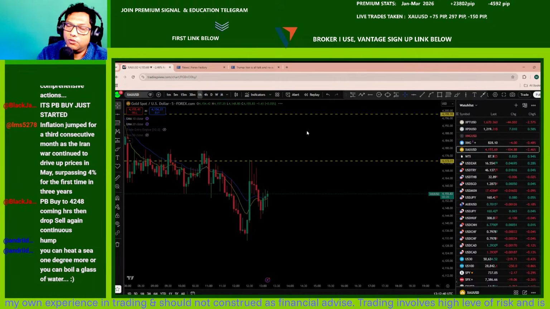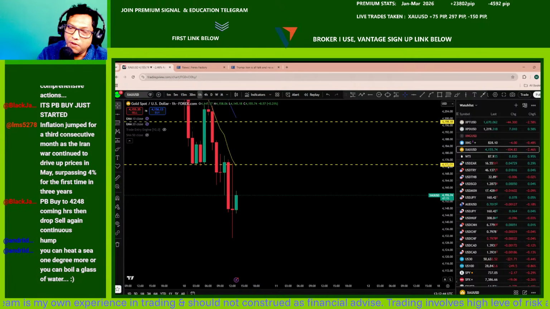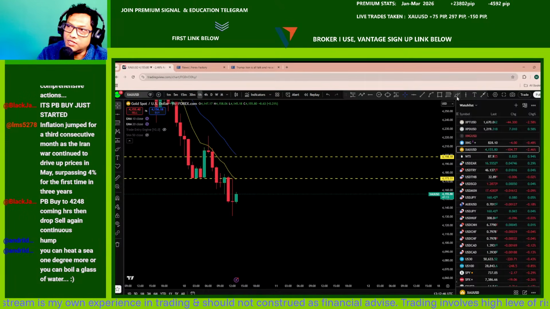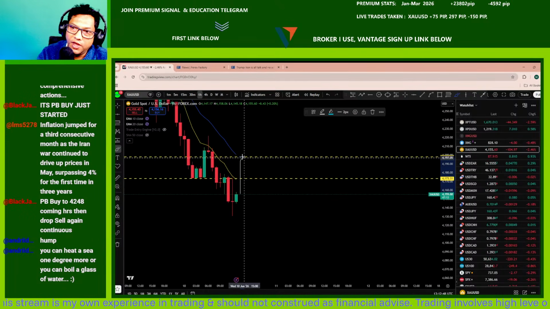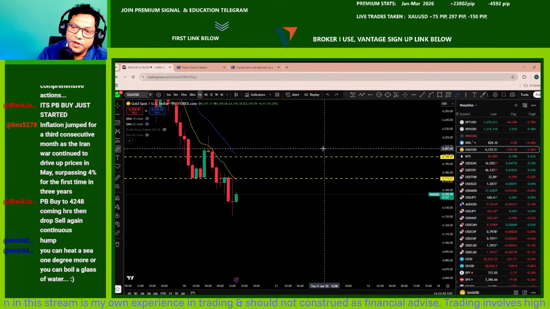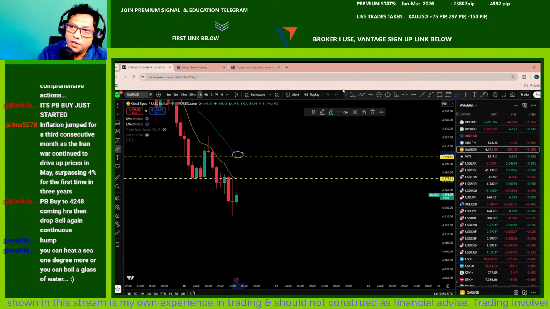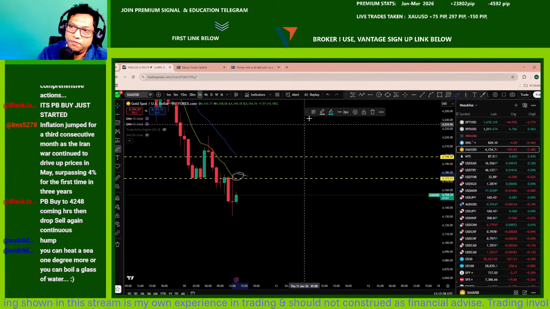Now there is a doji, the market is trying to push back above, and in this area that you can see of that level, there is a 20 EMA, and also there is a 10 EMA.